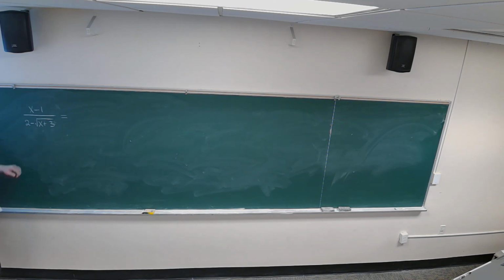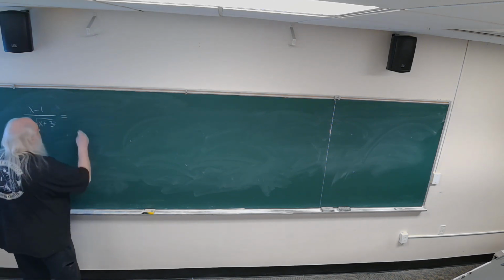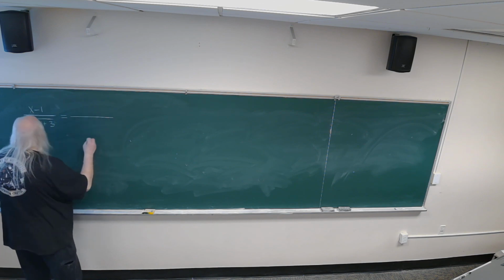Don't worry about what's under the radical, under the square root. The conjugate of 2 minus the square root is 2 plus the square root. So we're going to multiply top and bottom by 2 plus the square root of x plus 3, to get rid of that square root.